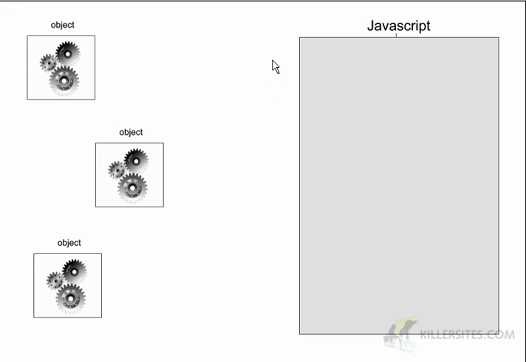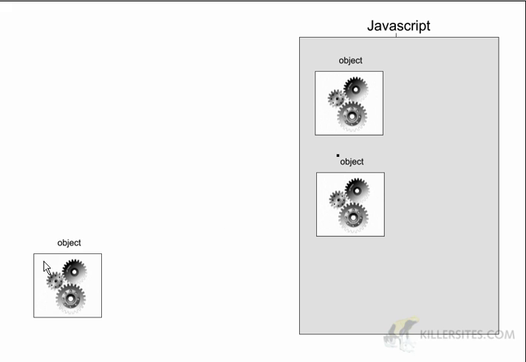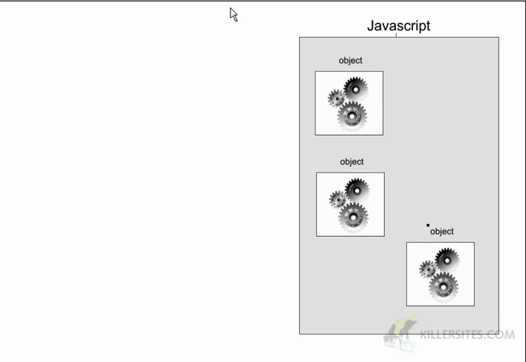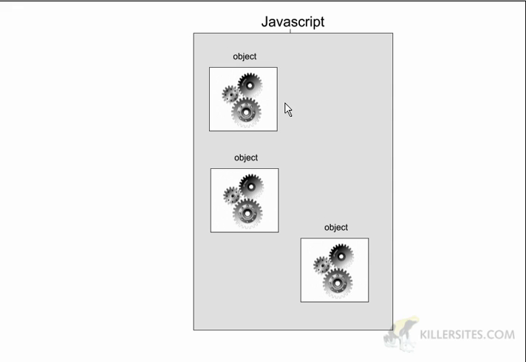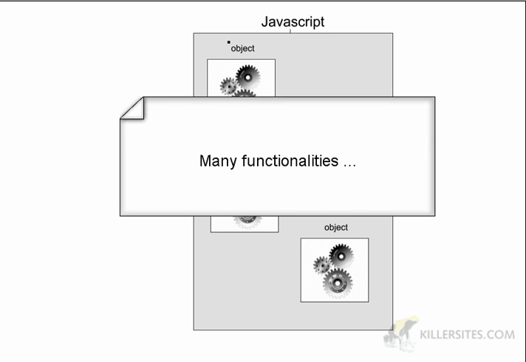So pretend this gray box here is the JavaScript engine, is JavaScript, and pretend I got these little objects here that I created. So let me just drag them in so you get the idea of what I'm talking about. You see, JavaScript is actually made up of all kinds of independent objects. And each of these objects, you see the little gears here, have their own set of functionality, their own jobs, the things that they can do. And that's why I got little gears.